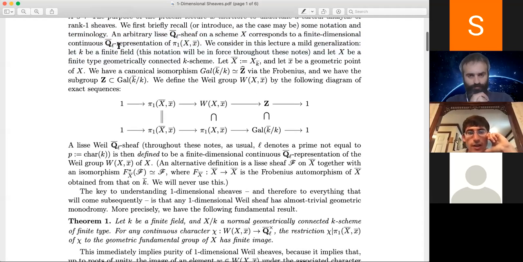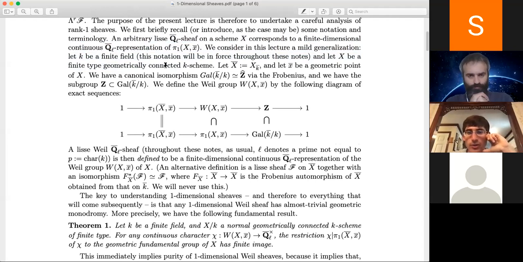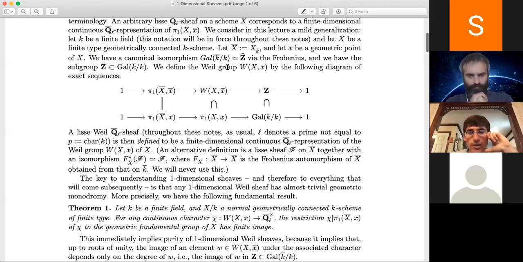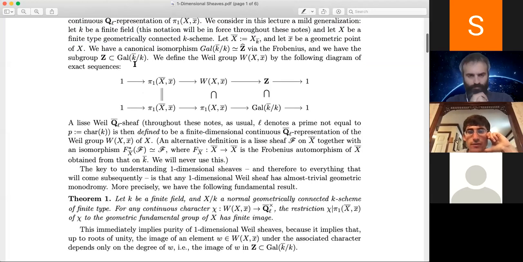So X will be a finite type geometrically connected K-scheme. K will be a finite field of characteristic p. X bar denotes the extension of scalars to the algebraic closure, and little x bar is a geometric point of X. Okay, so then we have the canonical isomorphism between the Galois group of K and Z hat via Frobenius. And you have the subgroup Z generated, instead of topologically, just generated as a group by Frobenius. And then the Weil group is just defined to be the preimage of Z, right?